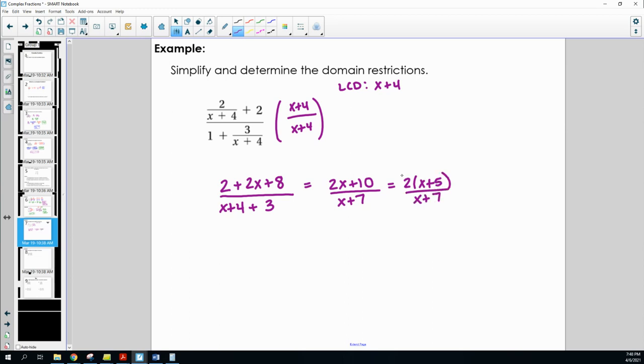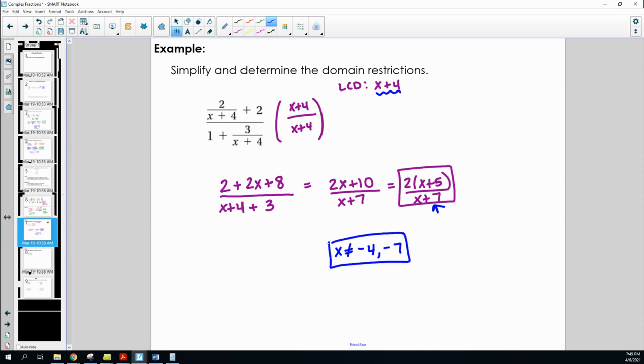So nothing can cancel here. So here is our answer. And we also need our domain restrictions. So x cannot equal. I'm going to look at my LCD. I'm going to set that to 0. So I get negative 4. I'm going to look at my denominator from my final answer and set it to 0. Negative 7.